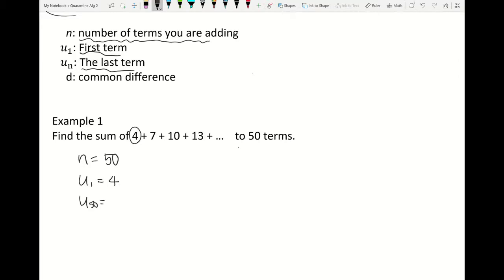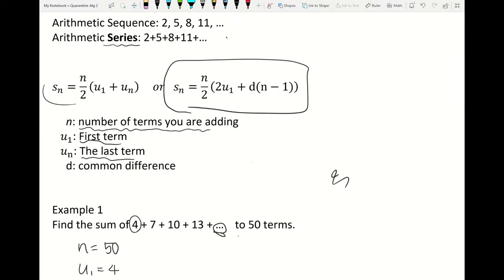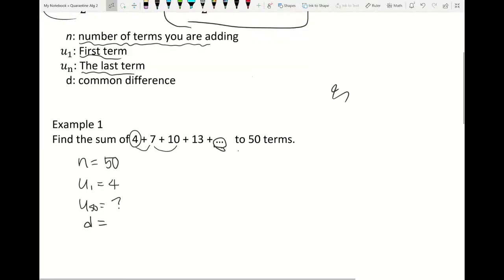Now, in this problem, we don't know what the last term is, because you see that right here, and it just keeps going to the 50 terms, but it doesn't tell us what the last term is. So we don't know that. So that means that we cannot be using this first formula, because this first formula requires knowing the last term, which we don't have. That means that we have to use the second formula, which requires d. So let's figure out what d is. D is the common difference. Now let's pretend that this is just a sequence. How do you go from 4 to 7? 7 to 10. It's going up by 3, isn't it? So d is 3.